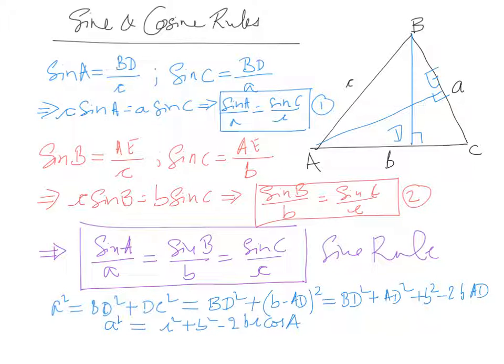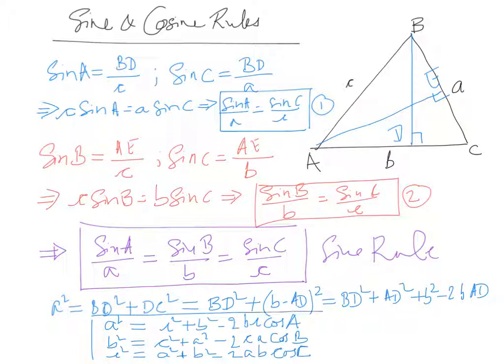And in a similar way, we can get the other two equations, which are small b squared equals small c squared plus small a squared minus 2 times small c into small a times cos of angle B. And the final equation, which says that small c squared equals small a squared plus small b squared minus 2 times small a into small b into cos of angle C. And these three equations set comprises our cosine rule.